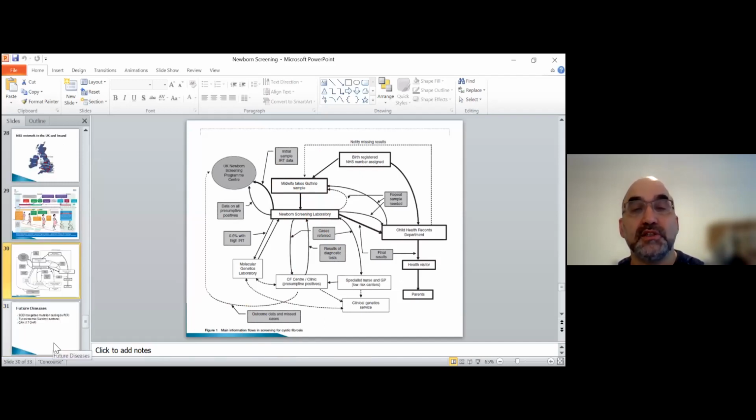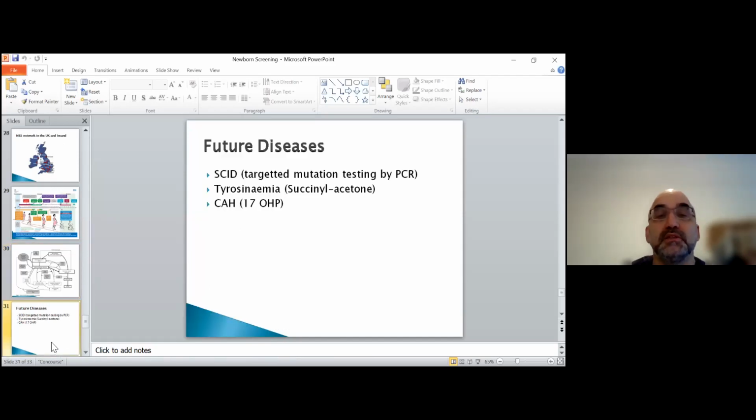So this is the current situation with the current conditions and what we do now, but there are things in development for the near and far future. SCID is something that's being developed, severe combined immunodeficiency, which is a serious disease. There is a treatment available, and work has been started as trials in the UK, and it is a genetic test, actually a PCR test, a mutation test that can be done.